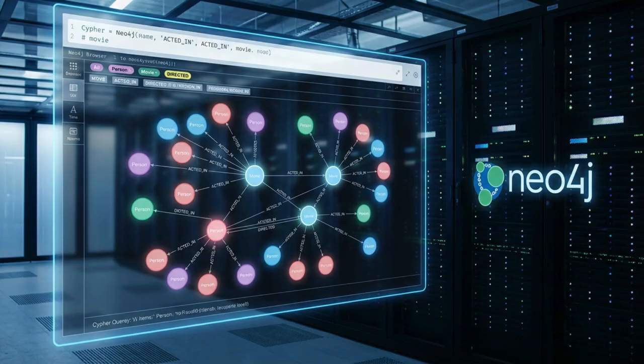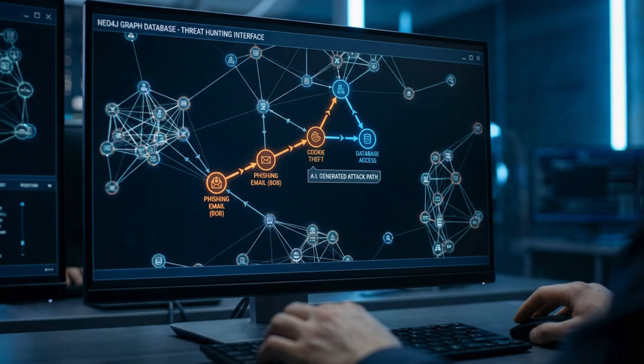Finally, we have the Neo4j graph database. We use this to visualize complex attack relationships. Instead of a list of alerts, it shows you a map. The hacker phished Bob, then stole his cookie, then accessed the database. AI builds this graph automatically to help you hunt the threat.